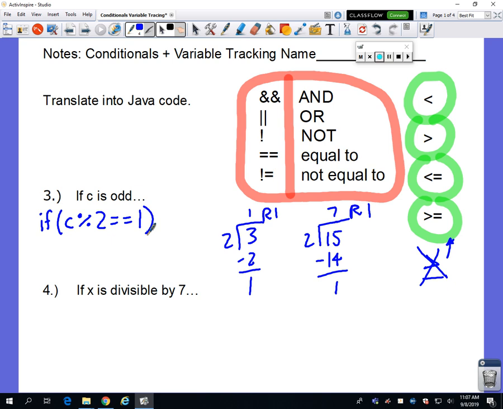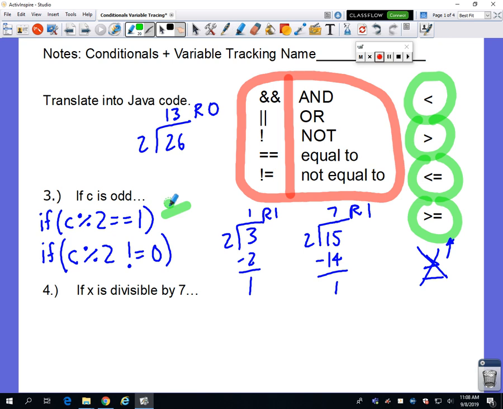Another way that some people like to do this is to say if the remainder is not 0. If I have an even number like 26, that's going to be 13 remainder 0, because if I divide by 2, nothing will be left over. So if my remainder is 0 after I divide by 2, I have an even number. But if the remainder is not 0, then it's got to be an odd number. So either one of these solutions will work. This one's fine, or you can write this one. It doesn't really matter.